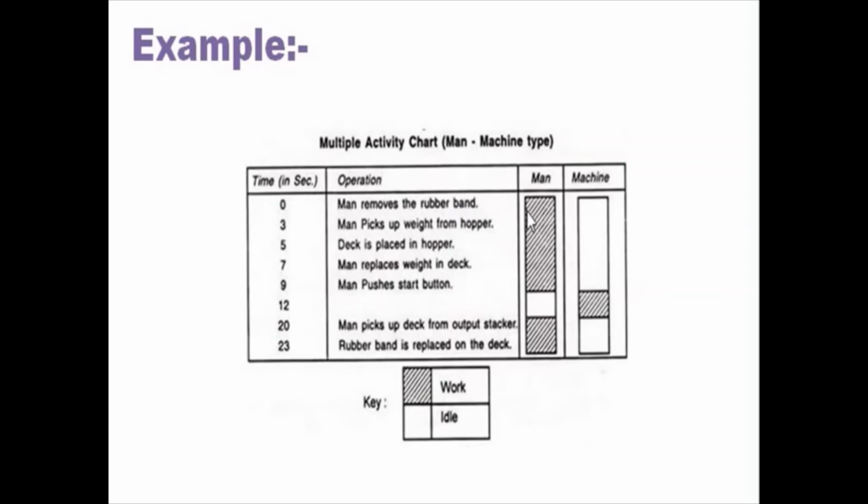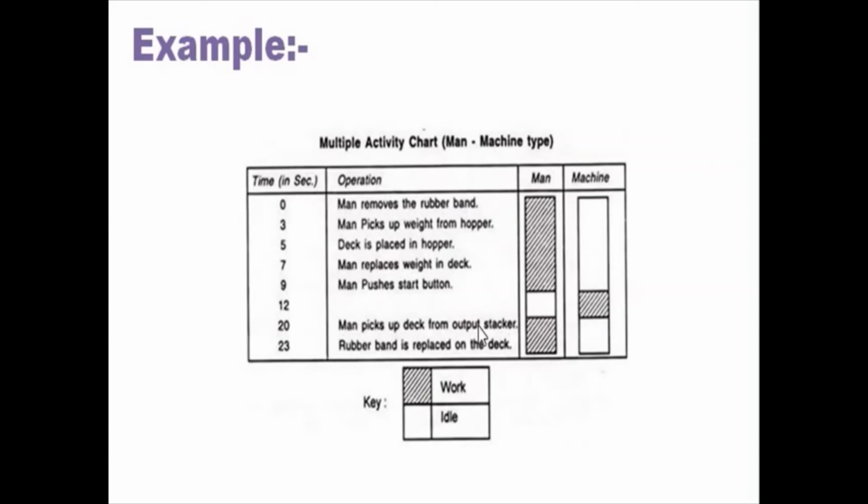The first activity is man removes the rubber band. It is an activity done by the worker, so it is shown in the first column, but at that time the machine is idle, so it is blank. Then man picks up the weight from the hopper, the deck is placed in the hopper, man replaces the weight in the deck, and man pushes the start button. All these activities are done by that particular worker, so he is in a working condition and at that time the machine is idle. But the next job is performed by the machine. So the machine is in working condition and the man is idle.